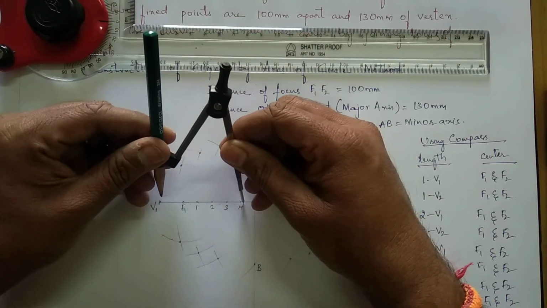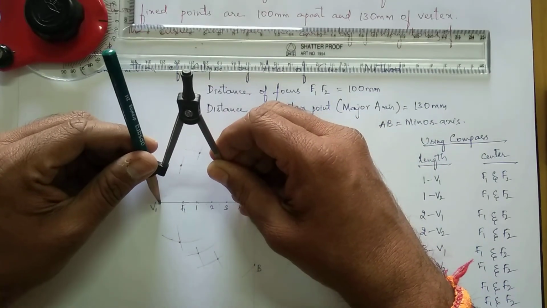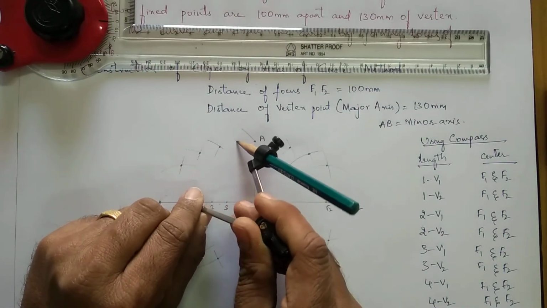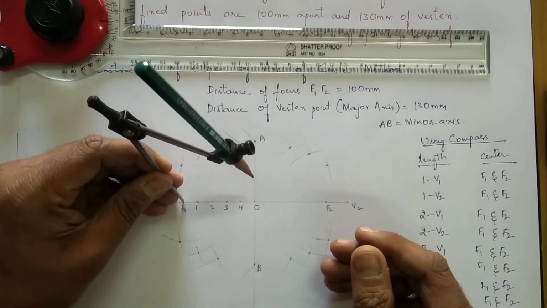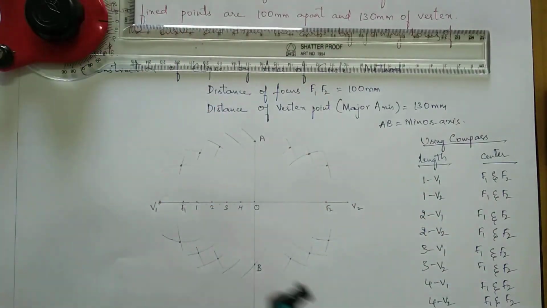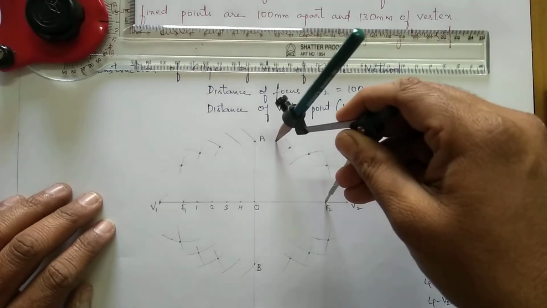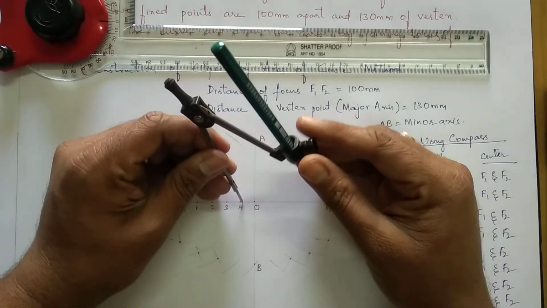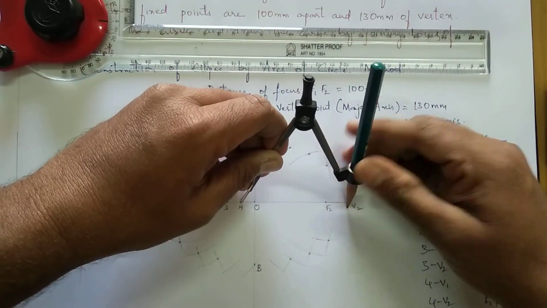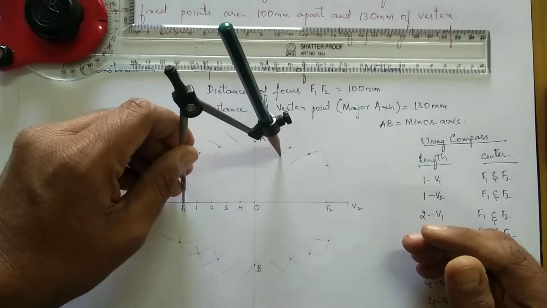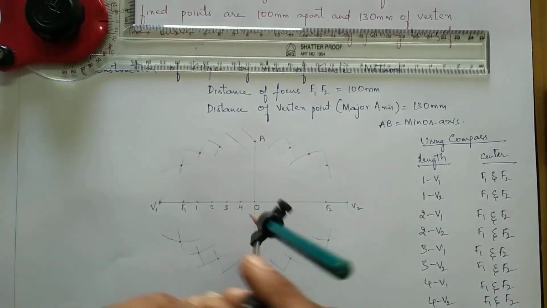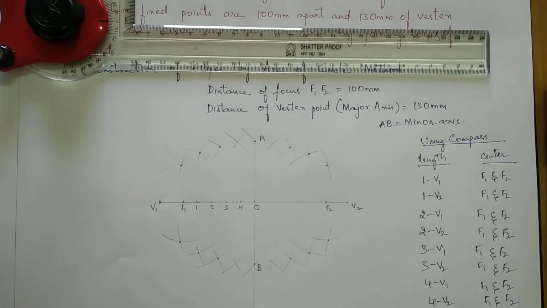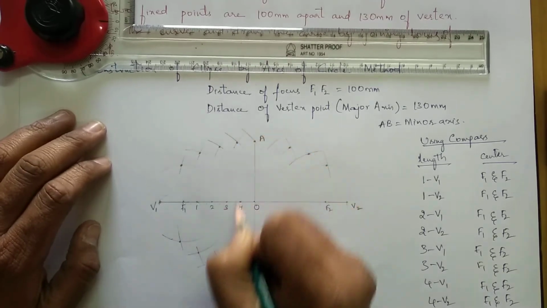Last point, I am doing it with 4 to V1, F1 as a center, above, below. Same, F2 as a center, above and below. Now 4 to V2 length, F1 as a center, above, below, and F2 as a center, above, below. So here also make an identification.